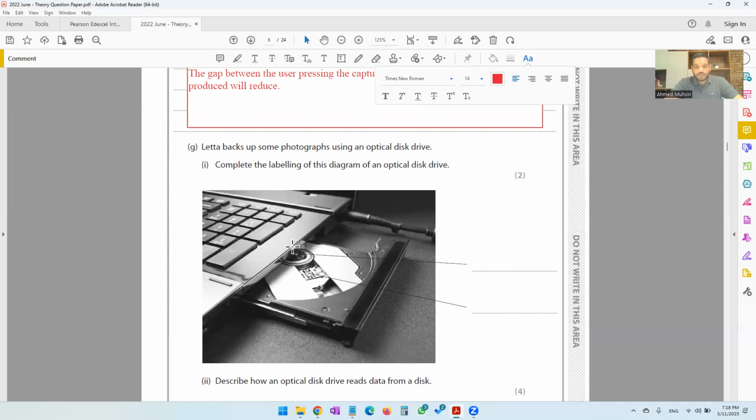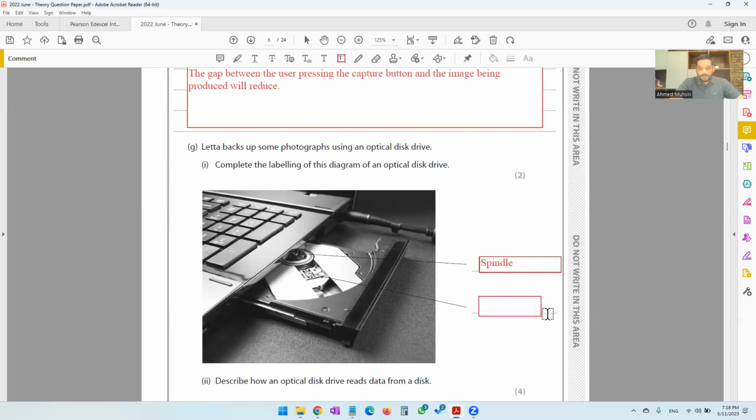Over here, we have something called a spindle, or a rotator, you can say. So this is what rotates the CD. You can call it a spindle or a rotator. So let's put that over here. This rotates the CD. And then over here, you have a laser. So a laser is what will read the data from the optical disc, from the CD, DVD, or Blu-ray. Data will be read using this laser over here. So let me put that also over here. So we have a laser over here.